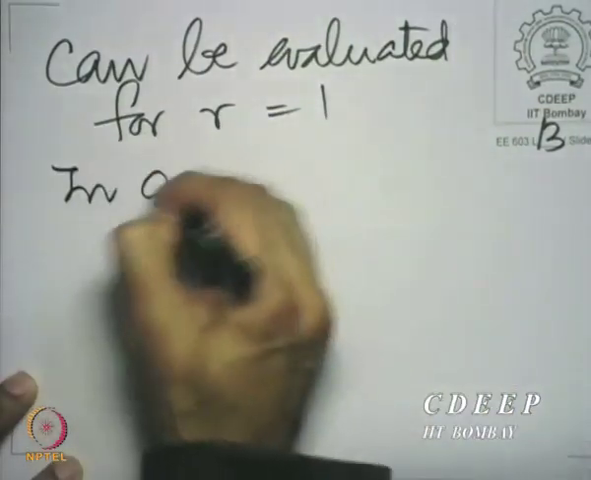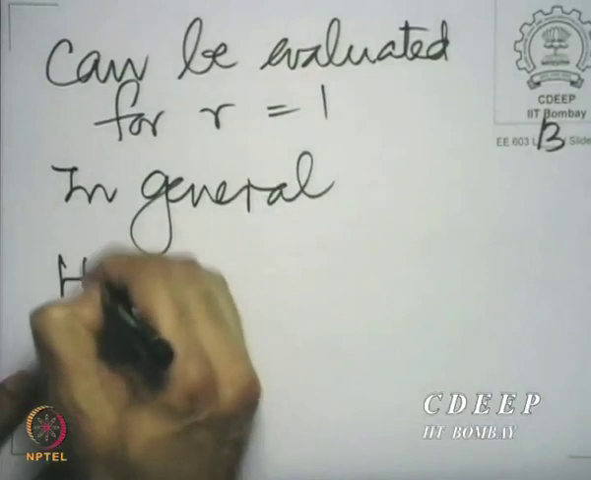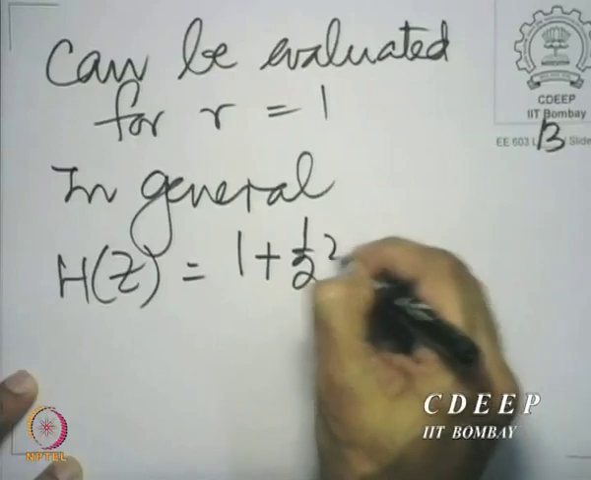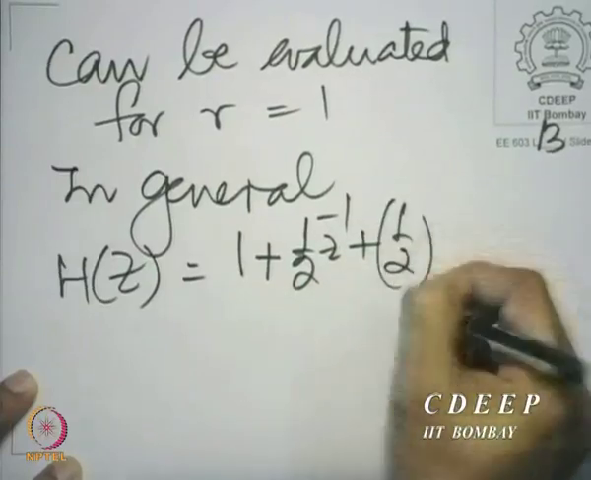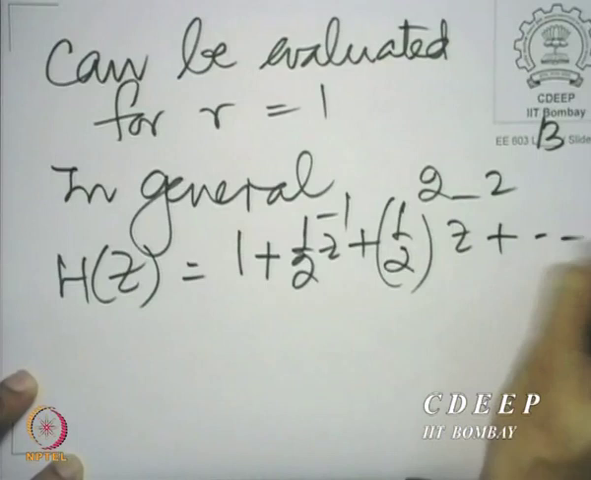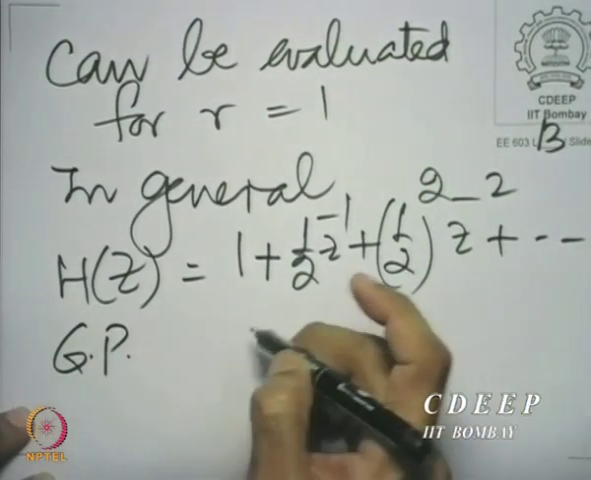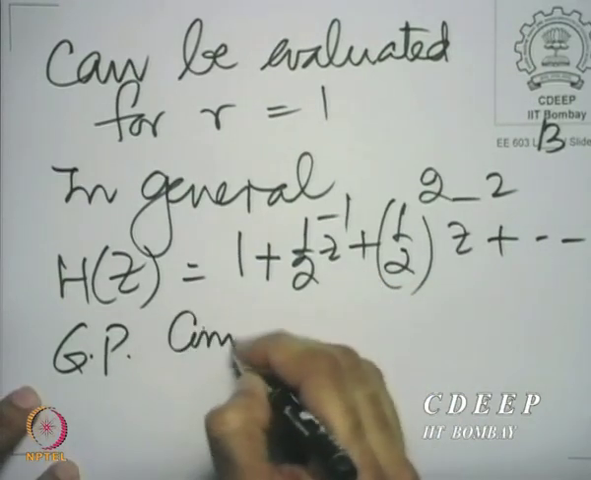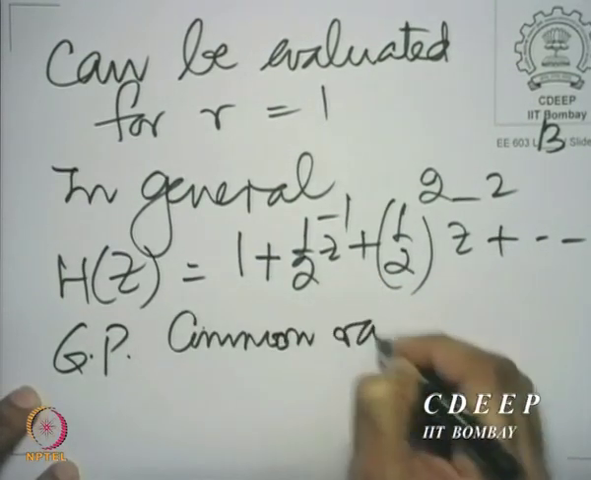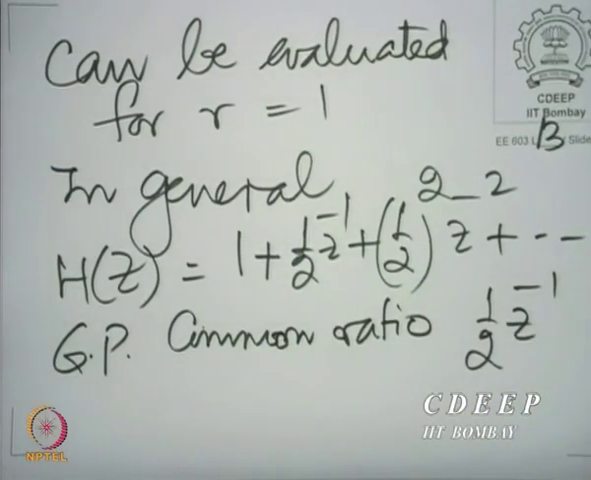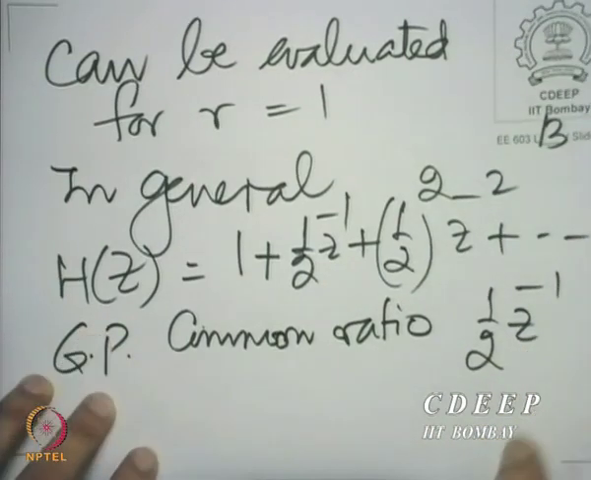In general, of course, H(z) here happens to be 1 + ½z⁻¹ + (½)²(z⁻¹)² and so on. It is a geometric progression with common ratio (½z⁻¹). And therefore, the sum is of course easy to evaluate.